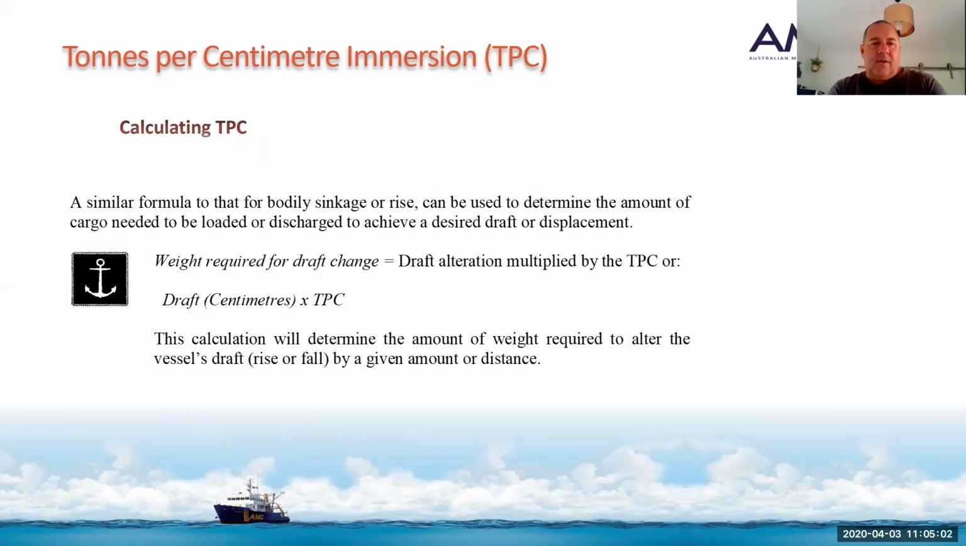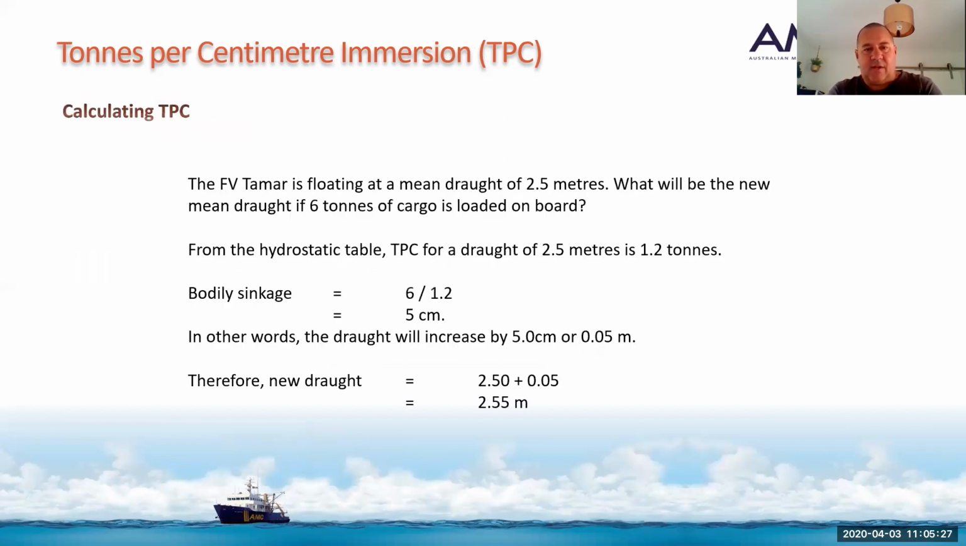A similar formula to that for bodily sinkage or rise can be used to determine the amount of cargo needed to be loaded or discharged to achieve a desired draft or displacement. So that's weight required for a draft change, which is draft alteration multiplied by TPC, or draft times TPC. This calculation will determine the amount of weight required to alter the vessel's draft, rise or fall, by a given distance. All right, so here's a bit of an idea of how that works.